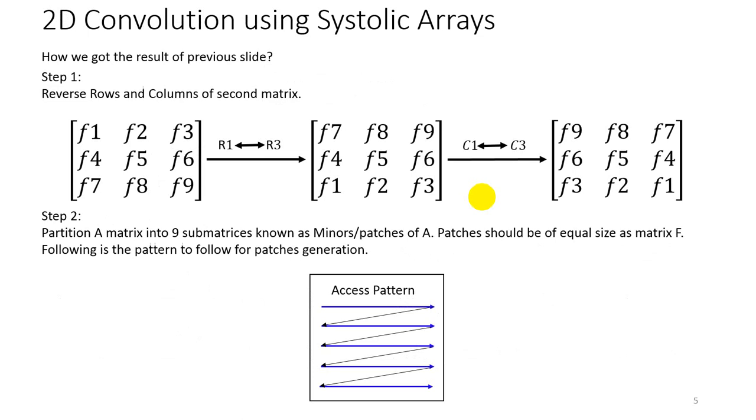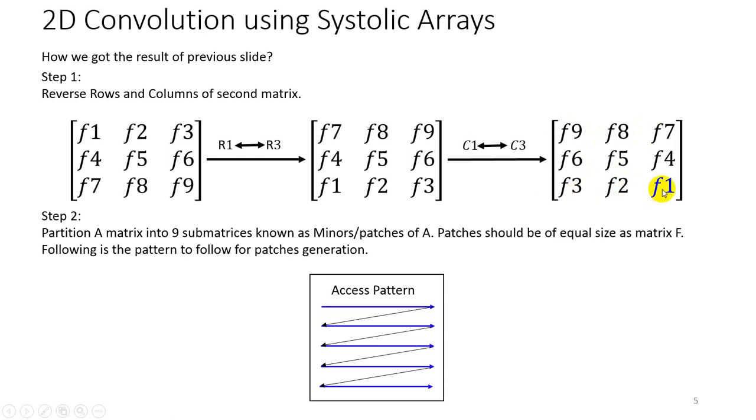So how is 2D convolution performed? The first step is to reverse the input filter, which is 3 by 3 in this case. We first reverse the rows of the input filter, and then we reverse the columns of the input filter, and we see that the whole filter is reversed because it is now in descending order.